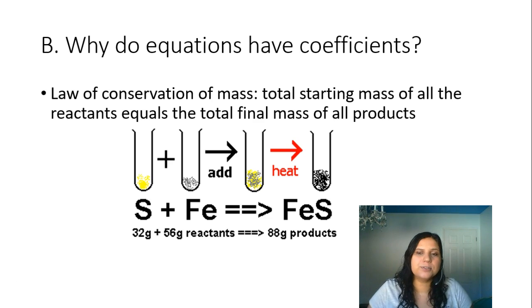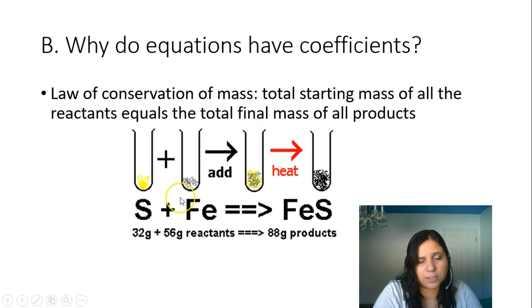Okay, so why do these equations have coefficients? Well, we have to learn how to balance equations, and that's to show the law of conservation of mass. And so what the law of conservation of mass says is that all of the mass that I have in the beginning of the reaction is supposed to be there at the end of the reaction. All that happens to the atoms themselves is they just rearrange and they form something new, but all those atoms are still there.